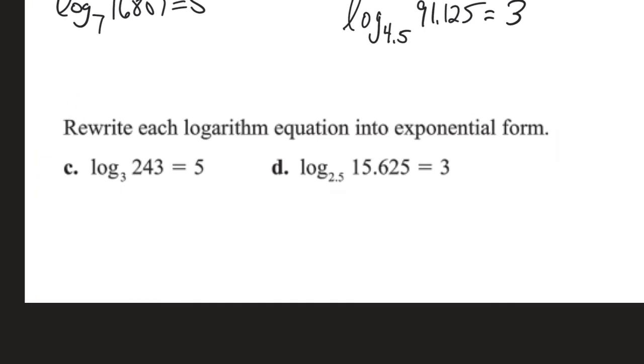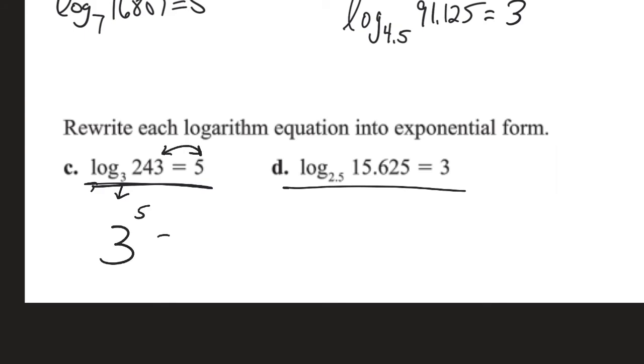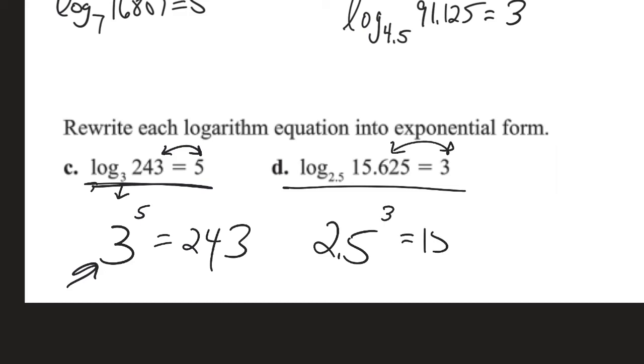You should be able to do this going in the opposite direction. These are not exactly equations that need to be solved per se, but you can rewrite these in exponential form by making the subscript base big and then interchanging the 5 and the 243. And this is a true statement. If you put this in the calculator, 3 raised to the power of 5 is 243. D, you take that 2.5 and make it big. Switch these two spots. Now you have rewritten that statement in exponential form.